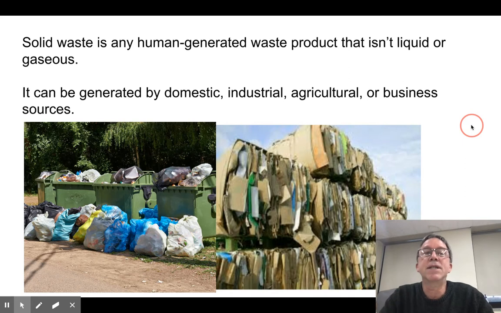Okay, so when we say solid waste, what we mean is basically any anthropogenic waste product, any human generated waste product that isn't liquid or gaseous. So we're not talking about sewage. We're not talking about things that come out of smokestacks. The rest of it is called solid waste. And it can be generated a number of ways.